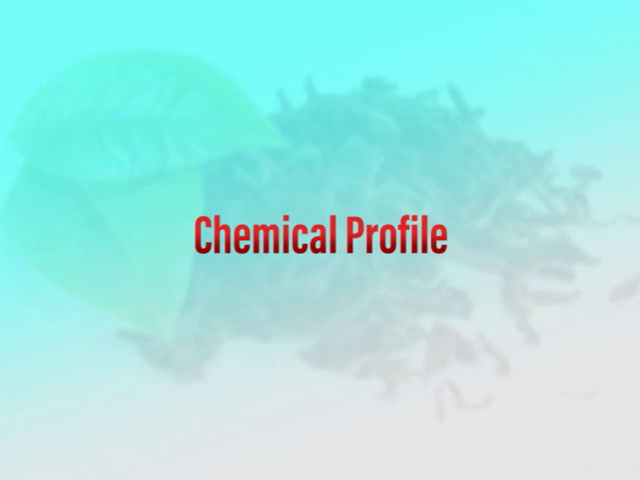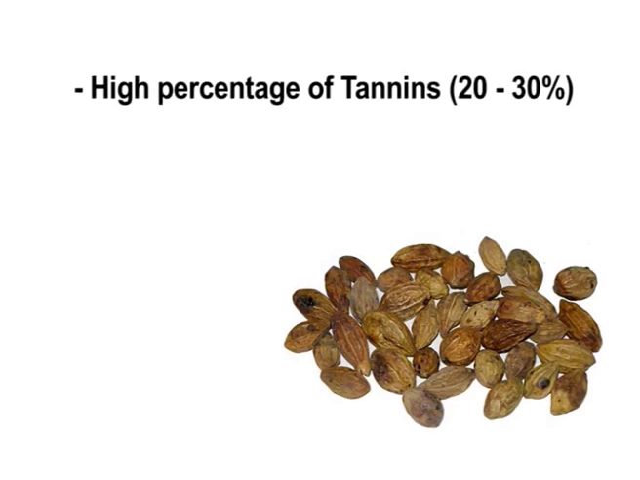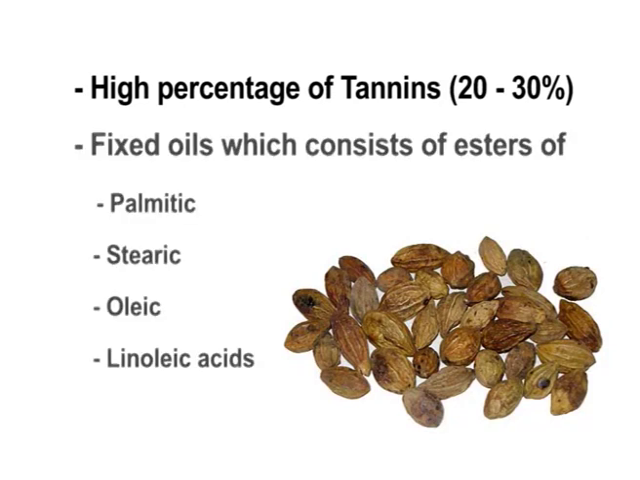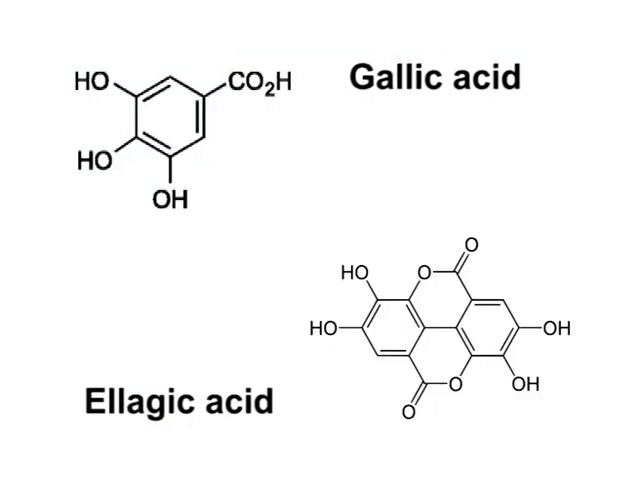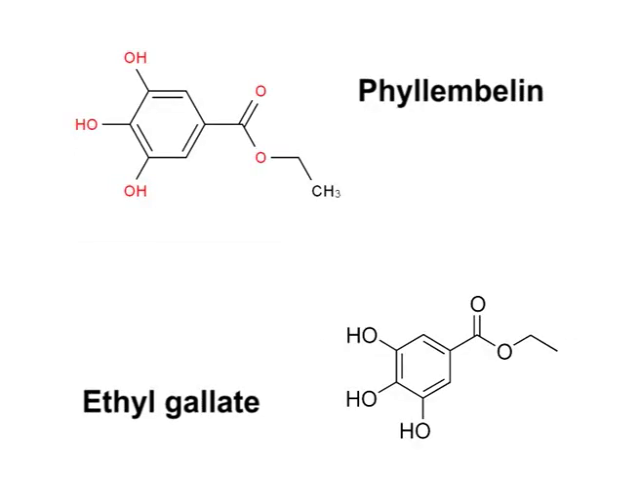Now, I will be coming to the chemical profile of Baheda. Baheda fruits contain a high percentage of tannins, ranging from 20 to 30%. It also contains fixed oil which consists of esters of palmitic, stearic, oleic, and linoleic acids. Now, coming to the composition of tannins. The tannins of Baheda fruits comprise gallic acid, ellagic acid, phyllemblin, and ethyl gallate.